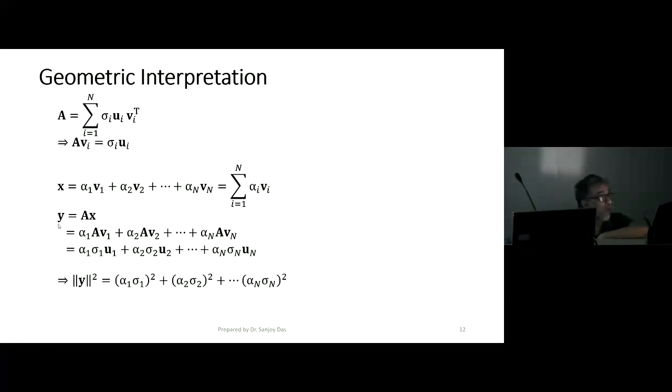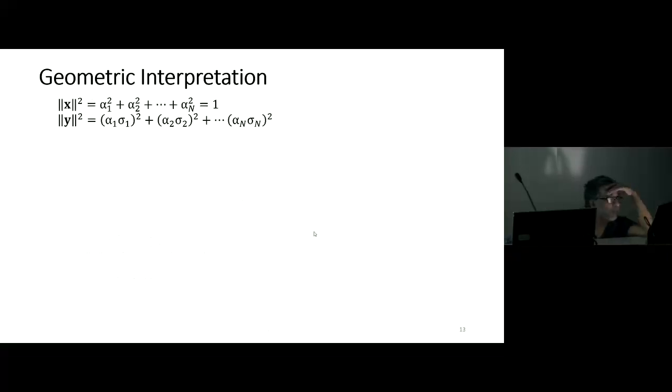What's the L2 norm of Y? I take the coefficients, square them up, and add them up together, right? So L2 norm squared equals alpha 1 sigma 1 squared plus alpha 2 sigma 2 squared until alpha n sigma n squared. Any questions so far? Okay, so this is my X, and this is my Y. I've written down the lengths. Okay?